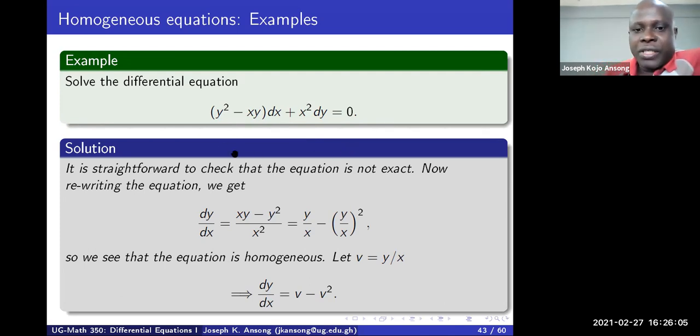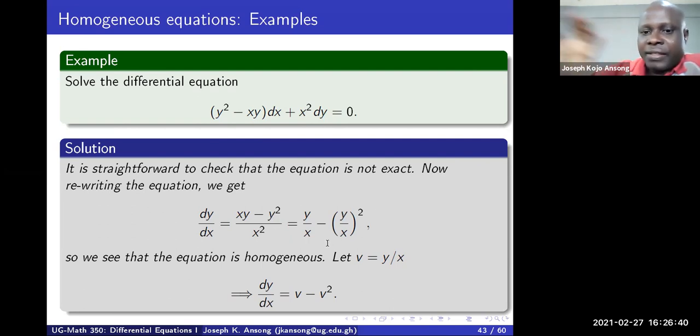So you could try to put it in the form dy/dx is equal to some stuff, and see whether it is homogeneous. So that is what we're going to do here. We can rewrite this as dy/dx is equal to, I'm taking this to that side, there's a negative, so I have xy minus y squared all over x squared. That is this x squared. Now see that this can go in here. I have y over x minus this, and this gives me y over x all squared.